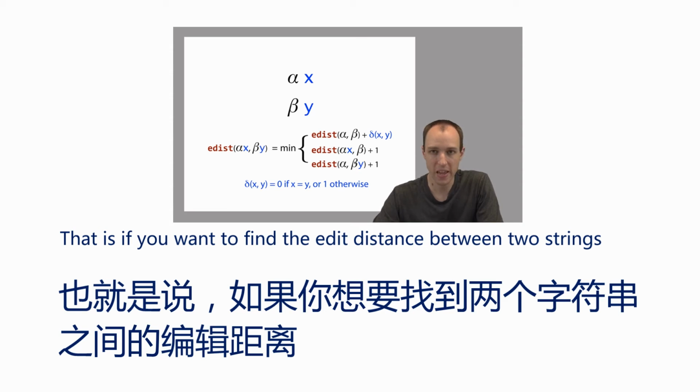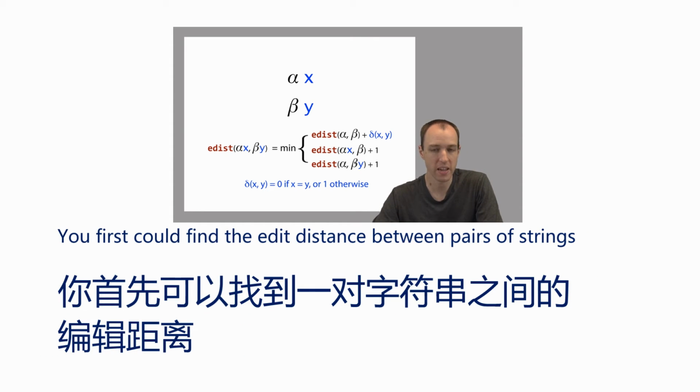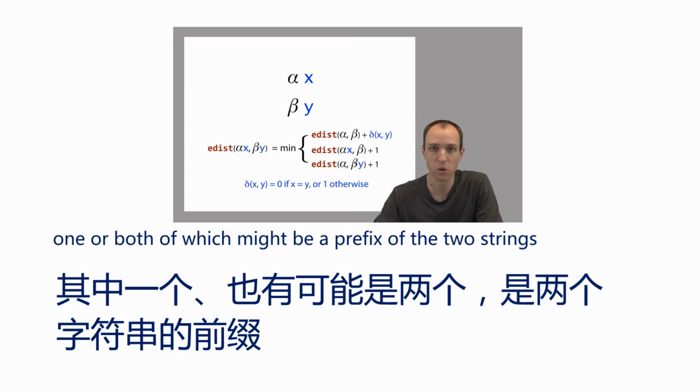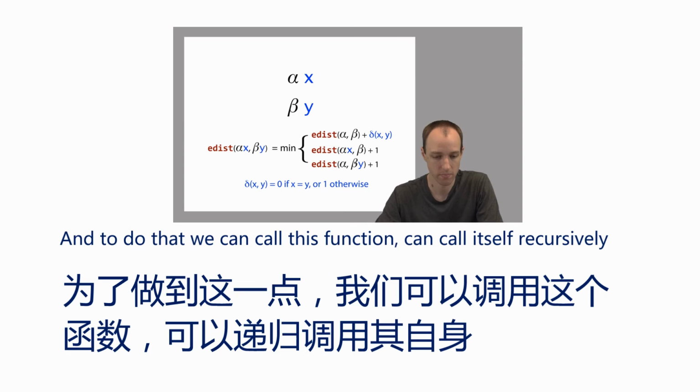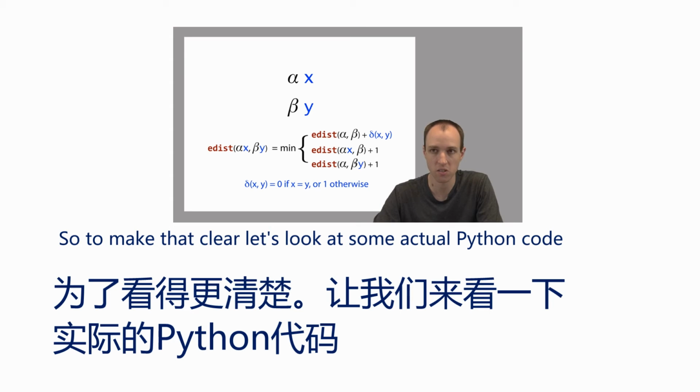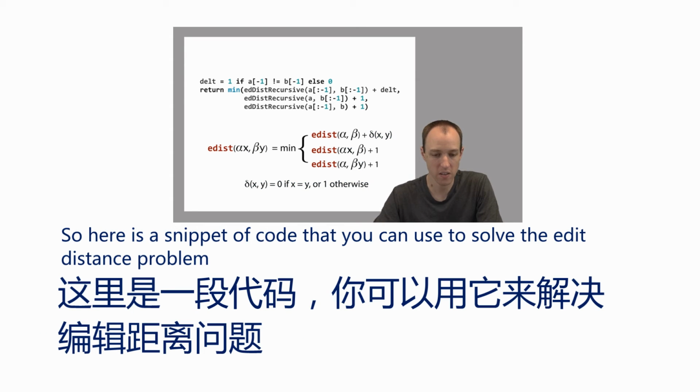That is, if you want to find the edit distance between two strings, you first could find the edit distance between pairs of strings, one or both of which might be a prefix of the two strings. And to do that, this function can call itself recursively. So to make that clearer, let's look at some actual Python code. So here is a snippet of code that you could use to solve the edit distance problem.